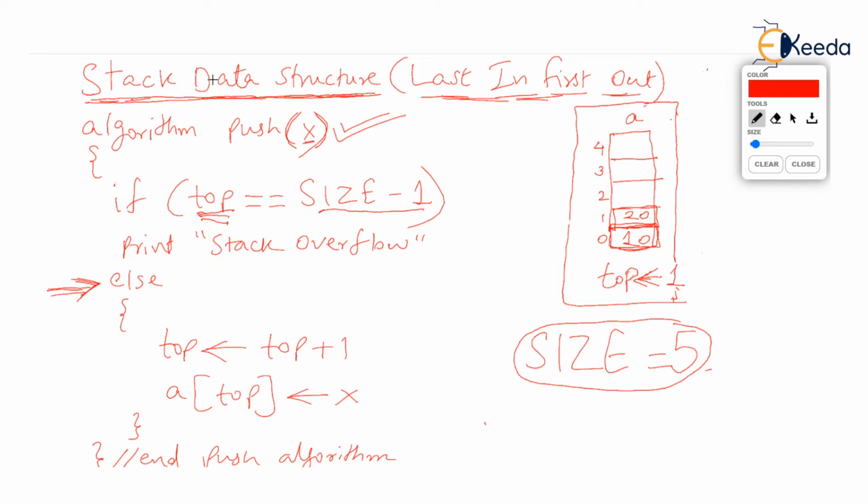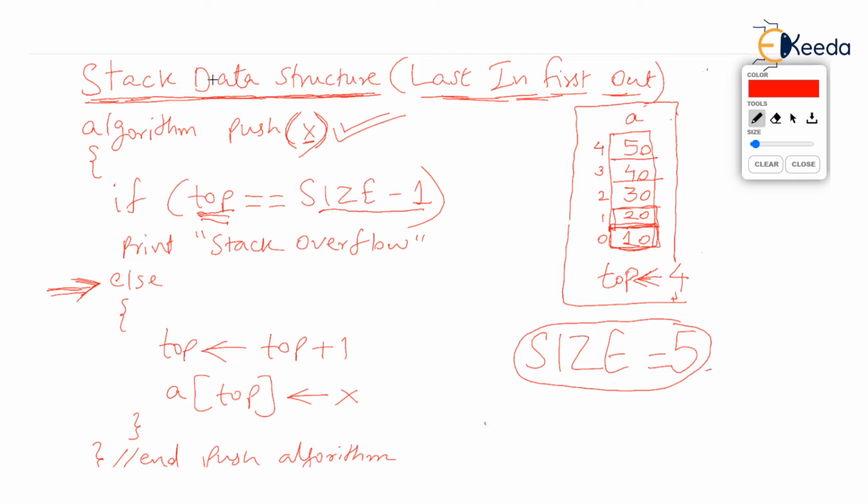Let's push 30. Then what will happen? First top will increase if you are pushing 30. So top will become 2. It was 1, it will become 2. And second element of the array is going to store 30. So what if you push 40 and 50 also? Let's say 40 is pushed and 50 is pushed. Now do you understand? The value of top by now has reached 4. It is 4 now.